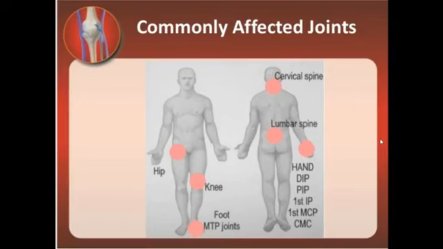These are the commonly affected joint sites. You see here the cervical spine, lumbar spine. In the hand, you see the distal interphalangeal joints, the most common sites in the hands, as well as the knees and hips, and the foot MTP joints. These are the most common sites commonly affected by osteoarthritis.